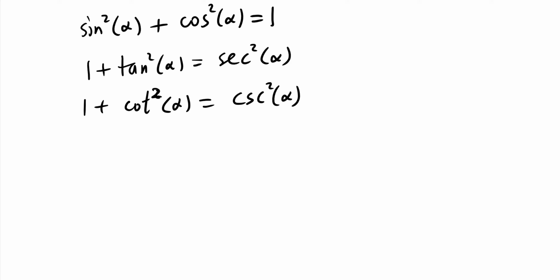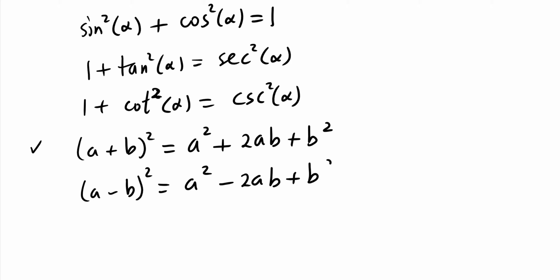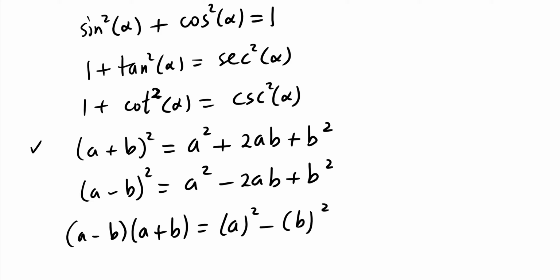We of course need to know the odd even identities like sine of negative alpha, cosine of negative alpha, those ones. Make sure you review them as well. Also, we need to recall the algebraic expansion formulas, a plus b squared and a minus b squared. This is not a squared plus b squared. It's a squared plus 2ab plus b squared. And this is a squared minus 2ab plus b squared. Also, a minus b times a plus b is a squared minus b squared. All these help. We're going to put all this together to help us prove identities.